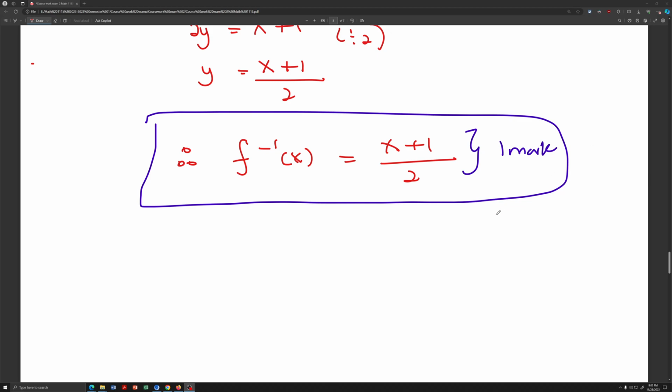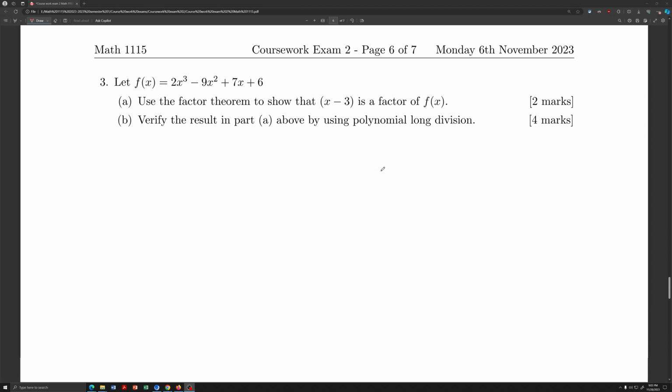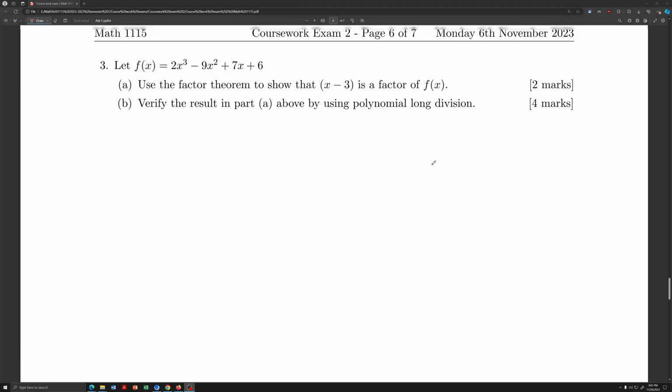Now that we have finished question number 2, let's move on to the last question, number 3. Okay, so this is a factorization type kind of question. We're going to use polynomial long division and the factor theorem, and maybe the remainder theorem as well.